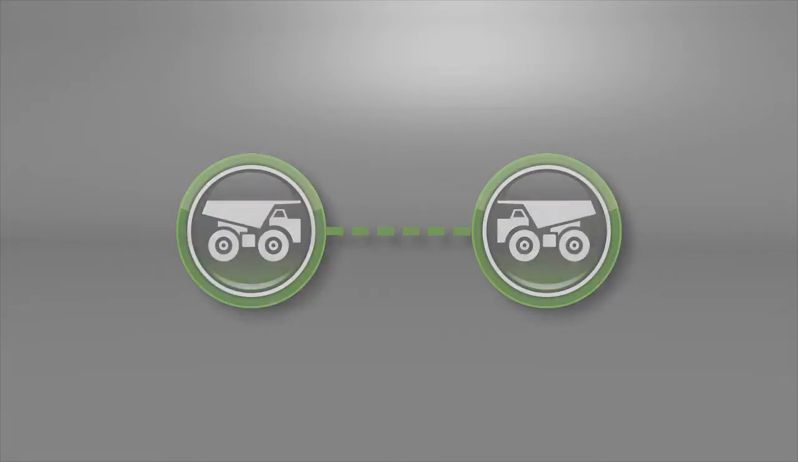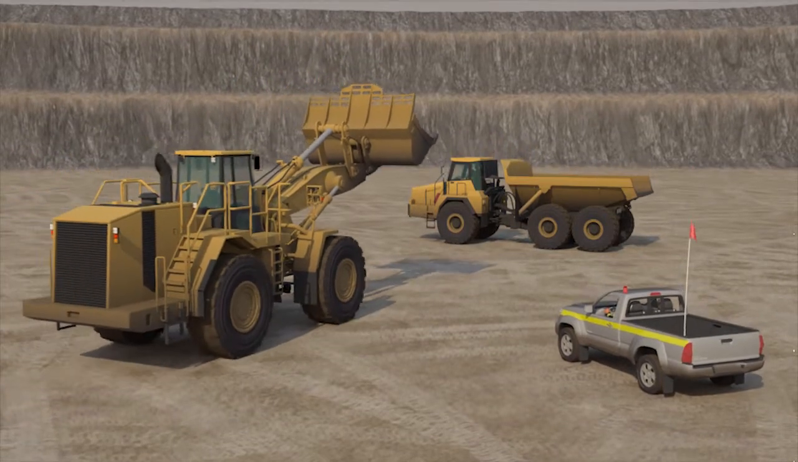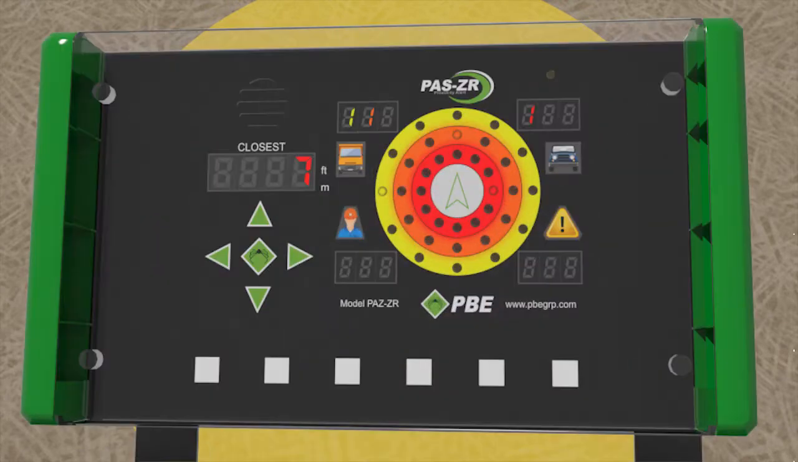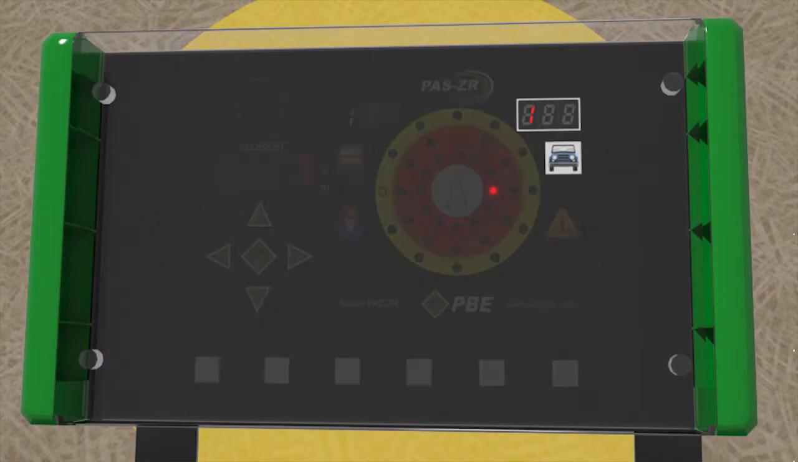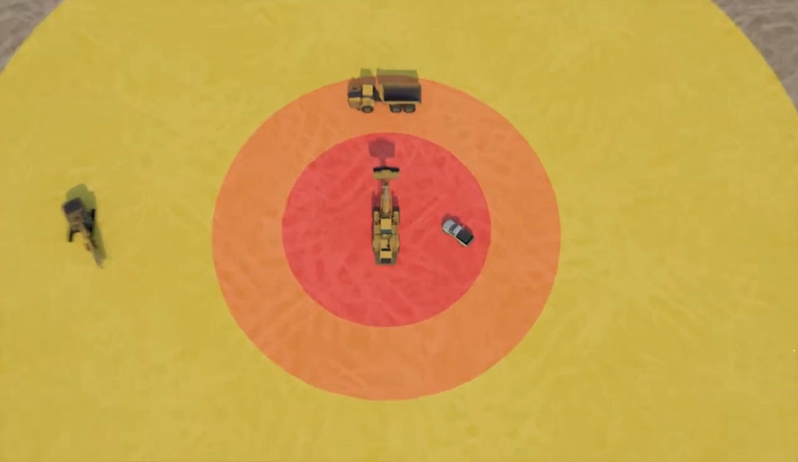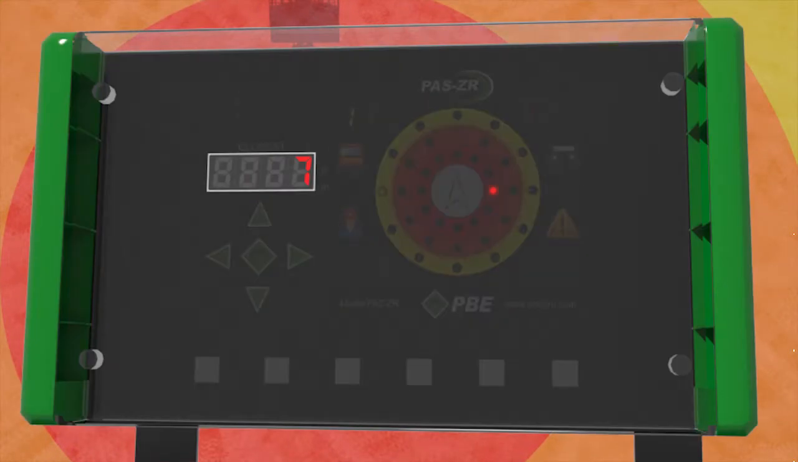Vehicle-to-vehicle detection. The PASS systems detect movement and location of light and heavy vehicles. The number of LVs in your proximity is displayed here. The number of HVs in your proximity is displayed here. The distance of your asset closest to you will always be displayed here.